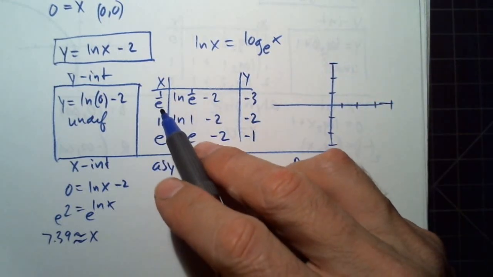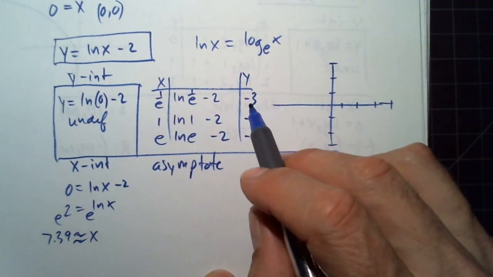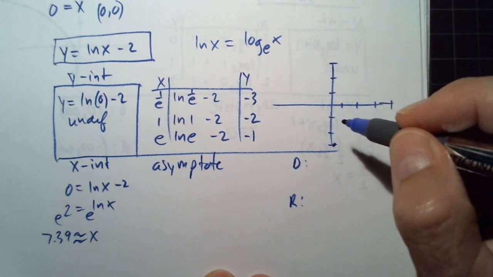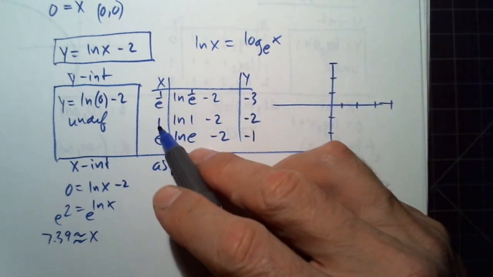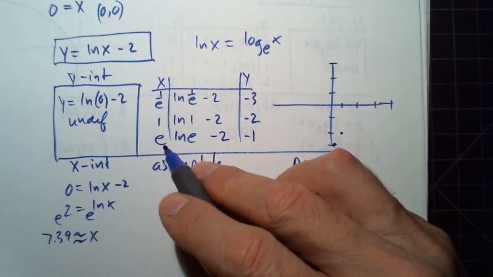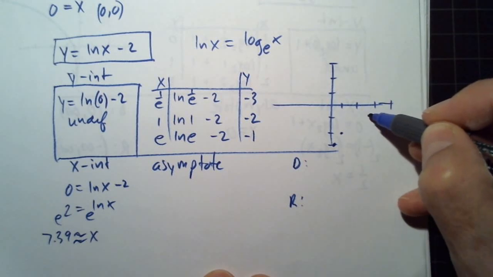And then we can just estimate these values. So if I just estimate this to be about 1/3, go to negative 3. Here we have 1, go to negative 2. 2.7, go to negative 1.